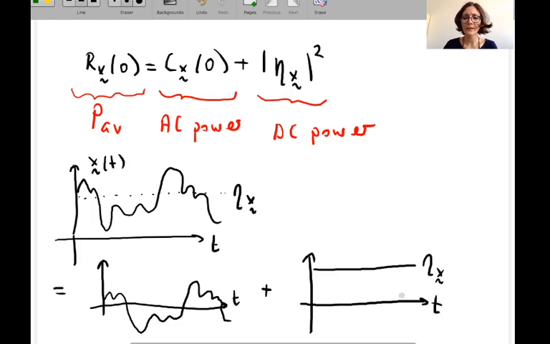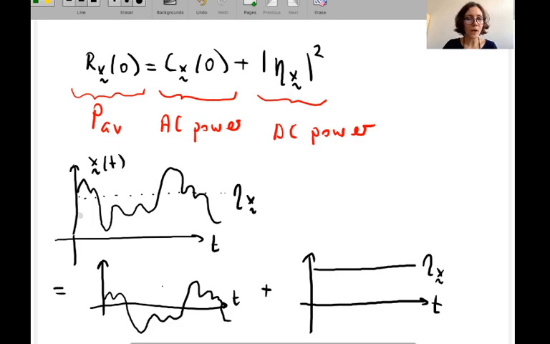So these two components, when you sum them up, give you the original process, and this second term has a constant value. It's like a DC signal, and the first process is the original process minus the mean value. Looking at such a decomposition, it makes sense to call this the DC part and this the AC part, now in a random setting.